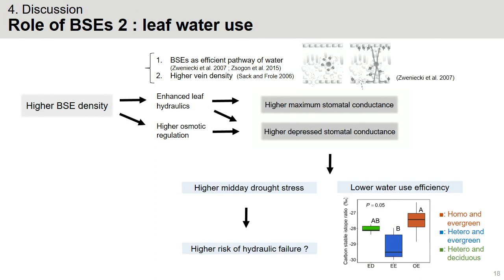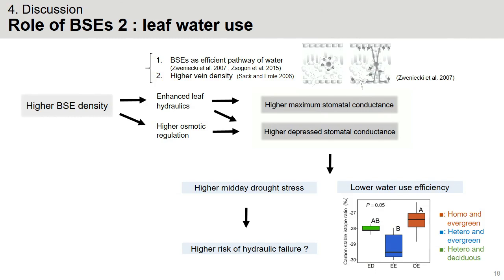Intensity is related to the maximum stomatal conductance and also decreased stomatal conductance. The first arrow may be evidenced by enhanced leaf hydraulic conductance combined with higher bundle sheath extension density. There are two reasons. First, the bundle sheath extension itself acts as a highly efficient pathway of water like this. And second, the minor increase in minor vein density is related to higher leaf hydraulic conductance. This arrow may be evidenced by higher osmotic regulation in leaves with higher bundle sheath extension density.